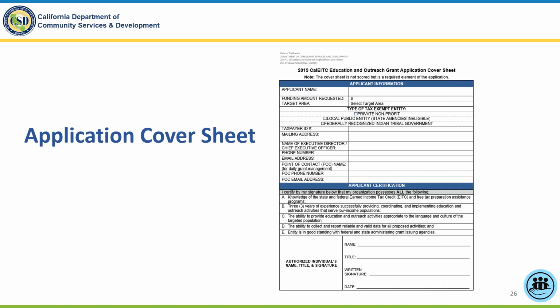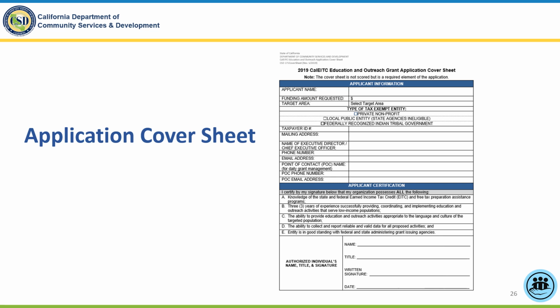The application cover sheet will serve as the top document when mailing completed application packages to CSD. Please include all relevant information. The applicant name is the full legal name of your organization. No acronyms, please. The target area includes a drop-down menu for your convenience. If you are applying for more than one target area, you must submit a separate application, which means you will need a separate cover sheet for each target area for which you are applying.